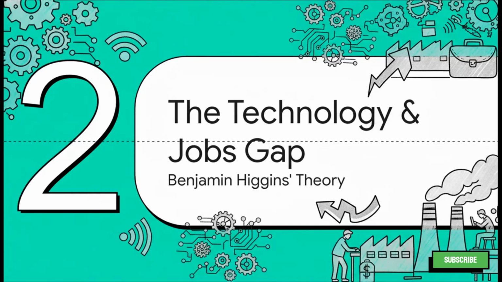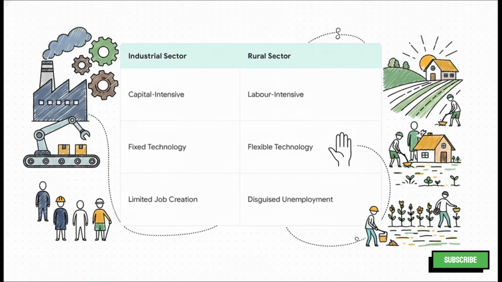So this critique led Higgins to come up with a totally different angle. He said the real problem here isn't social or cultural, it's technological. And that brings us to his theory of technological dualism. Okay, so Higgins basically saw the economy split into two camps. On one side, you have the modern industrial sector. This is capital intensive. That's just a fancy way of saying it runs on expensive machinery. And because of that, it only creates a limited number of jobs. Then on the other side, you've got the rural sector. This is labor intensive. It's all about human work, like farming.